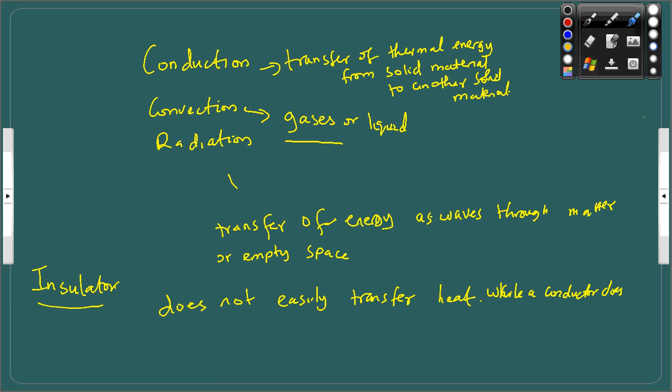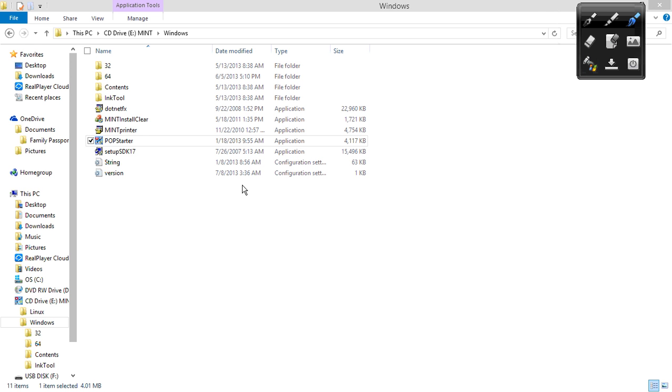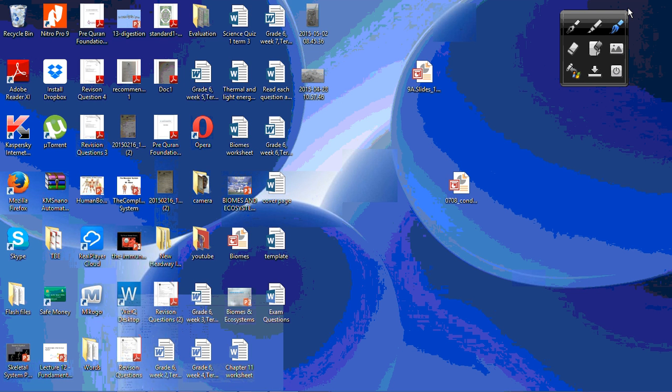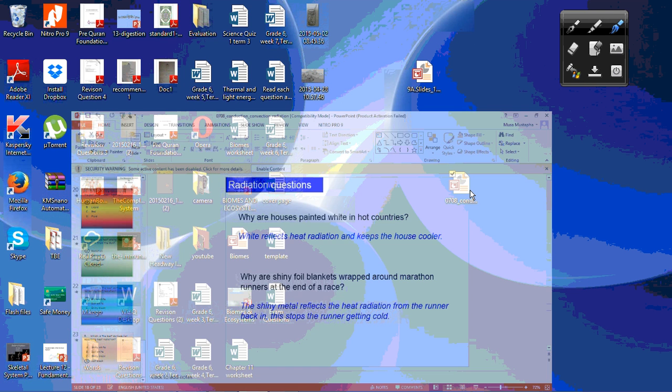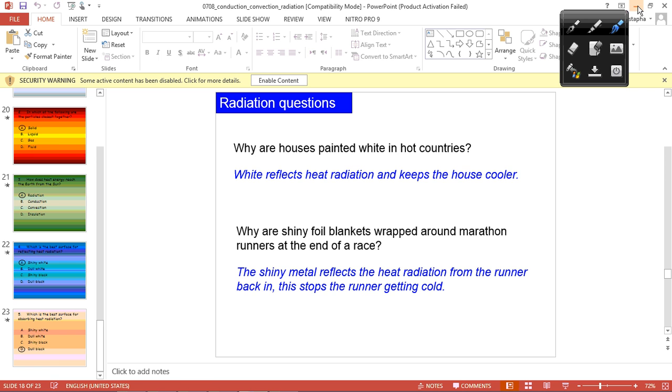Now let's look at a slide I have for you here about what we talk about conductor. Now let's take some kind of class first before we move to that.